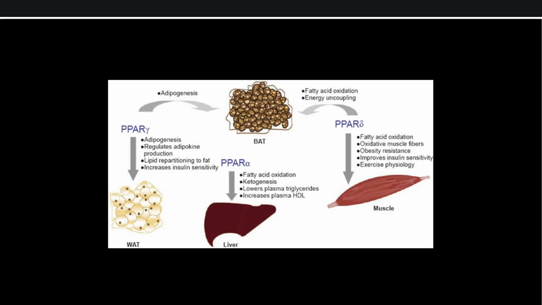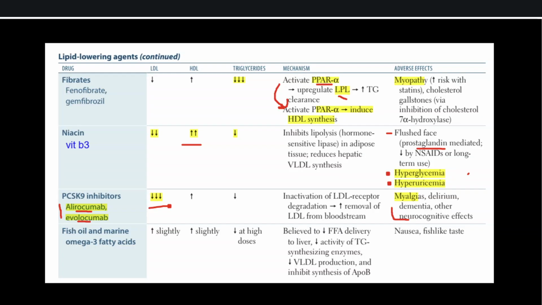Okay, you can definitely find a diagram that helps you elucidate a bit more, but that's more than enough needed for the exam. Okay. So we understood how fibrates are working.